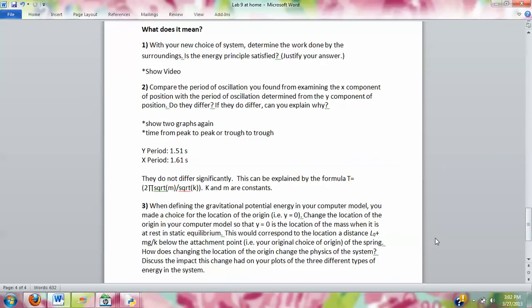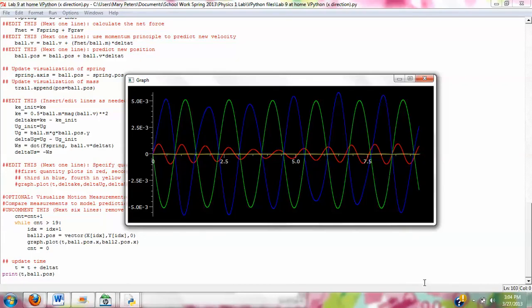The first What Does It Mean question is, with your new choice of system, determine the work done by the surroundings. Is the energy principle satisfied? In this graph, the change in kinetic energy is represented by the red. The change in spring potential energy is represented by blue. The change in gravitational potential energy is represented by green. And the sum of all of those changes, which is equal to the change in the energy of the system, is the yellow line, and it is equal to 0.